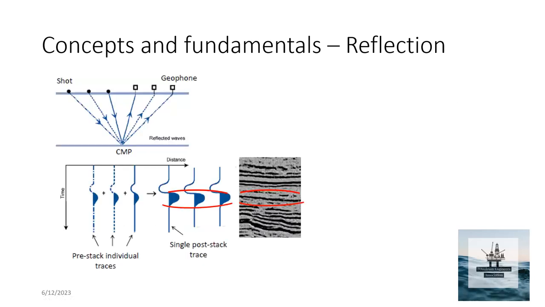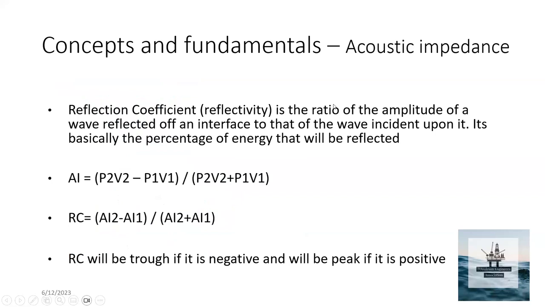Okay, what makes us have a trough or peak? Sometimes you have a trough, sometimes you have a peak. Like you can see here, this black, for example, is a peak, and the white is the trough or negative value. Why do we have this? This happens according to something called acoustic impedance. What is the acoustic impedance?